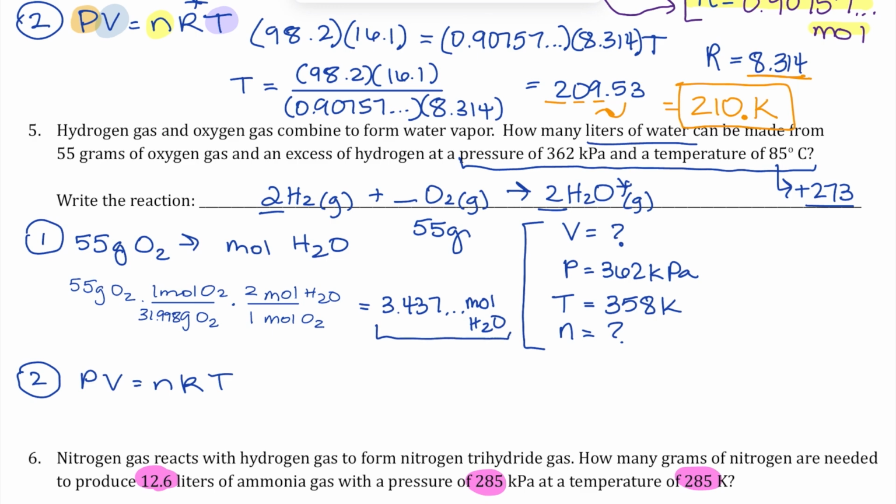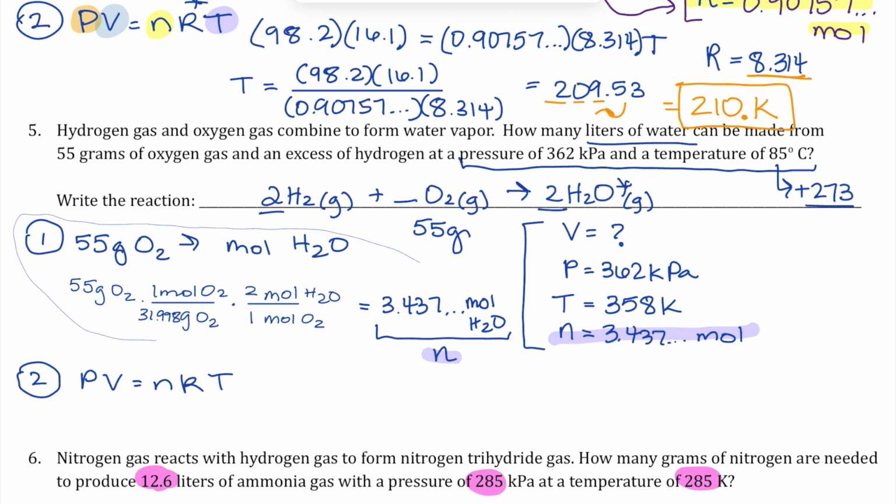And now this we know is n. So we have that moles value. We found what that is, that 3.437 moles. We don't necessarily need to write that there. And now we have pressure, temperature, and moles. We have enough that we can use the ideal gas law to find our volume.